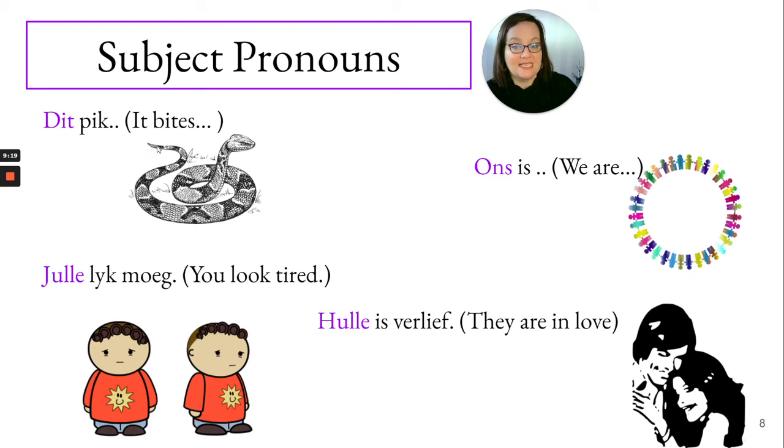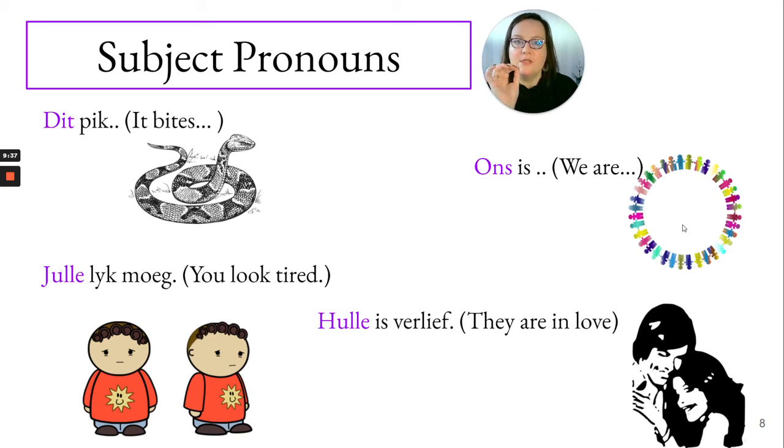Dit pik. The snake bites. It bites. Ons is. We are. Julle, which is the plural of you. Julle lyk moeg. You look tired. Hulle is verlief. They are in love.